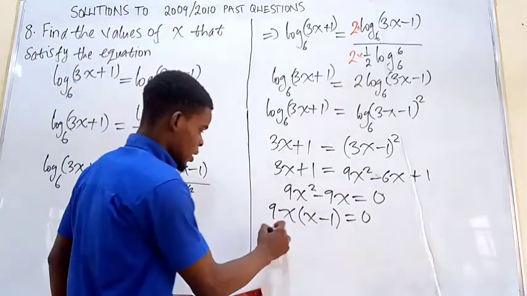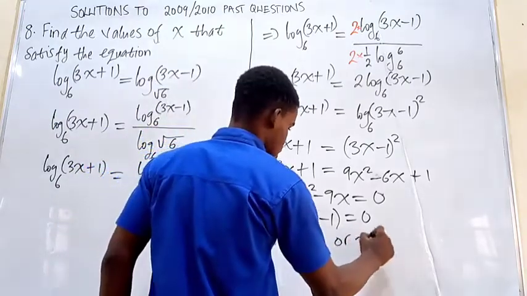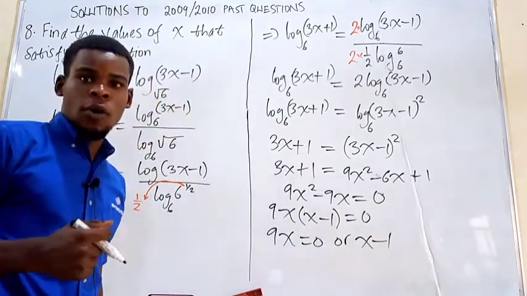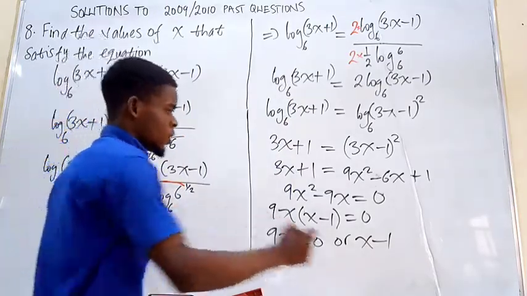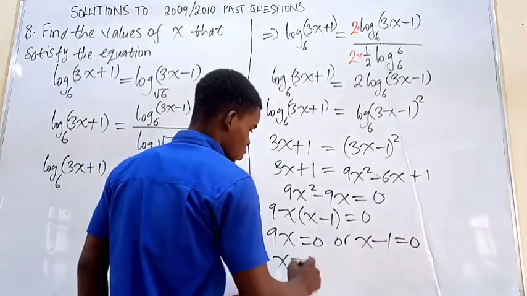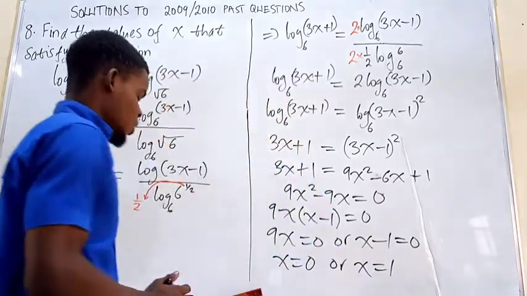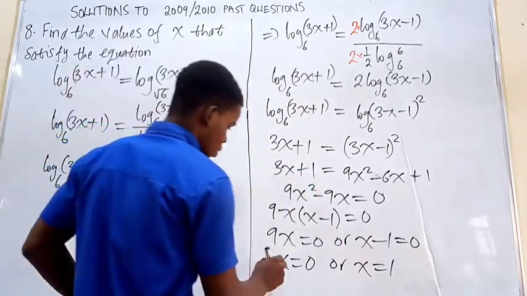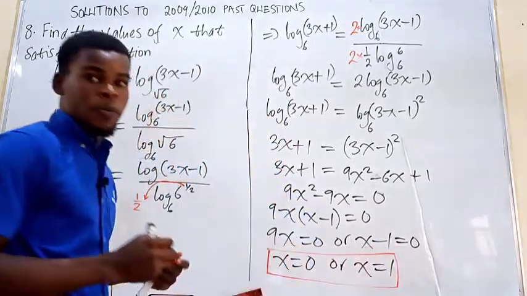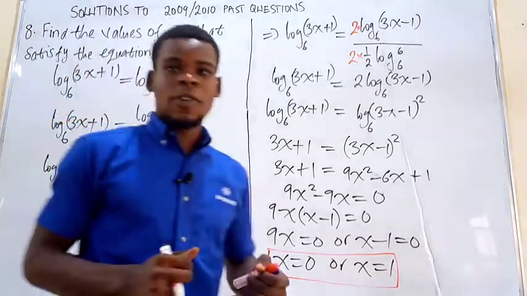It means that at least one of them will be 0. That is to say, 9x equals 0, or x minus 1 is equal to 0. So here we have that x is equal to 0 or x is equal to 1. So with these values of x, that equation will be satisfied. Okay, that was the 8th question. All right, let's move on to the next question.